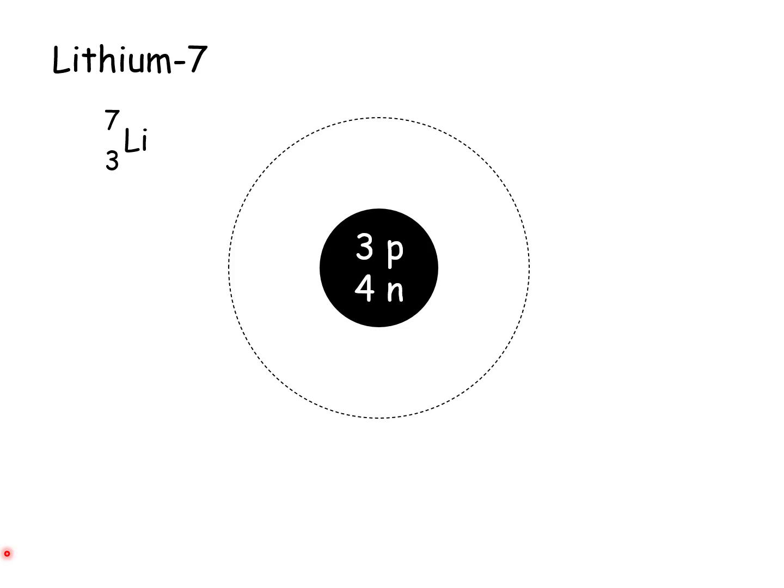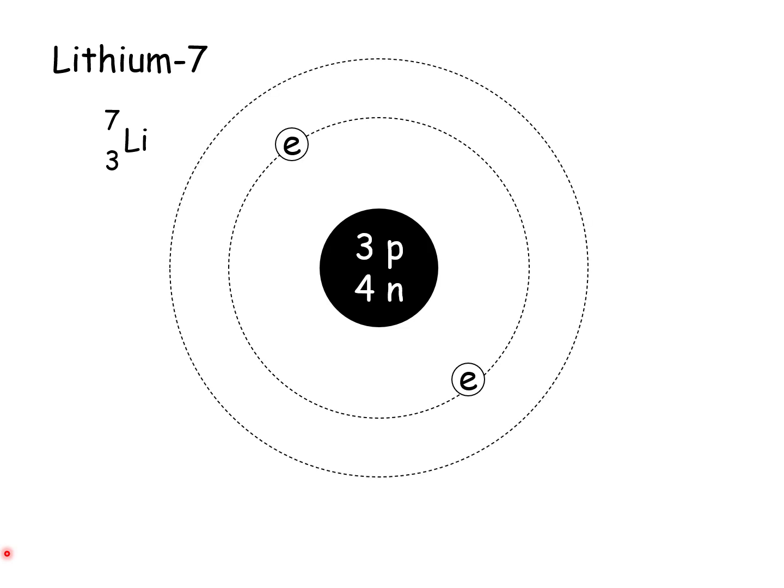So we have 3 electrons in total. So we do 1, 2, that ring's full, that energy level is full, so we need another energy level. And there's our third one. Notice, if you're looking at a periodic table right now, lithium is in the second row. And the row that an element is located in tells you how many energy levels it has, according to the Bohr model. So we could know right away that we're going to have 2 rings on this Bohr model diagram.